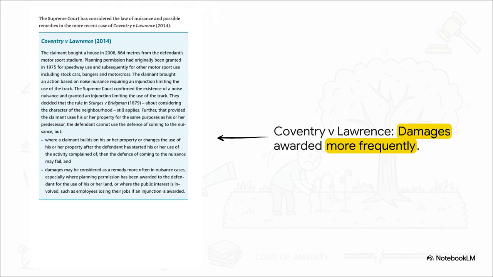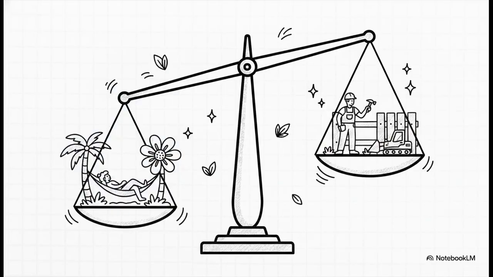Now, historically, slapping down a strict injunction was the absolute go-to move for courts. But Coventry versus Lawrence really shook things up. The Supreme Court signaled that judges should probably be awarding damages a lot more frequently, rather than just shutting businesses down completely, especially when there's a strong public interest at play, or the defendant went through the trouble of getting planning permission.